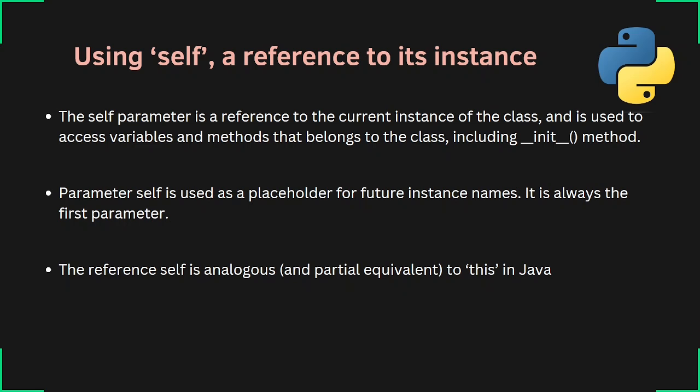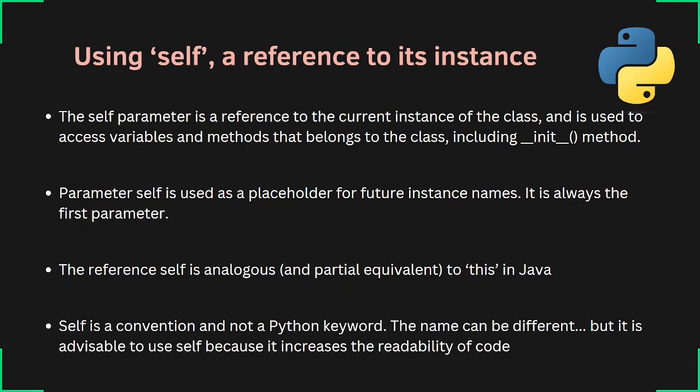So every method inside the class definition will start with a reference to itself or a reference to its object, and that reference usually is indicated with the word self. It doesn't have to be. That's the point I want you to understand. The point is, self is a convention and not a Python keyword. The name can be different, but it is advisable to use self because it increases the readability of code. Again, everybody else will be looking for a self, and when you don't use self, you may confuse other programmers who see your code later. Or even you might be confused a few years down the road and wonder why you did not use self. Make sense?